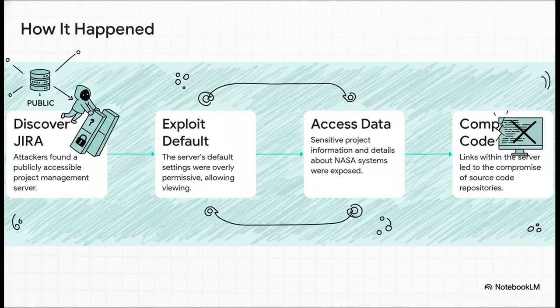So how did this whole thing go down? It's like a domino effect. Check it out. Step 1. The attackers found the public server just sitting there. Step 2. They took advantage of the default permissions that were never tightened up. Step 3. That one mistake gave them access to all sorts of sensitive project details. And from there, Step 4. They found links that led them straight to the source code, all of it, from one little misstep.